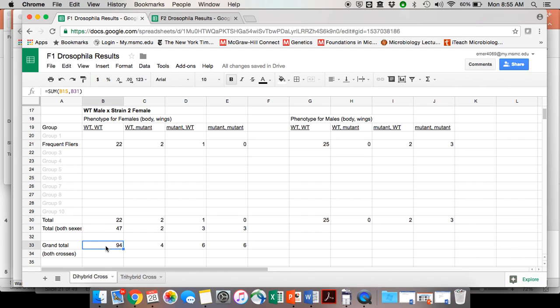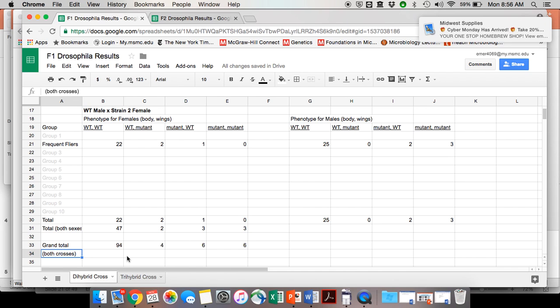And then in row 33, you see grand total, both crosses. This is the total number of wild type for body and for wings. This is the total number of wild type for body, mutant for wings, mutant for body, wild type for wings, mutant for both, irrespective of the sex. So whenever you see both sexes or both crosses, that is independent of the sex.